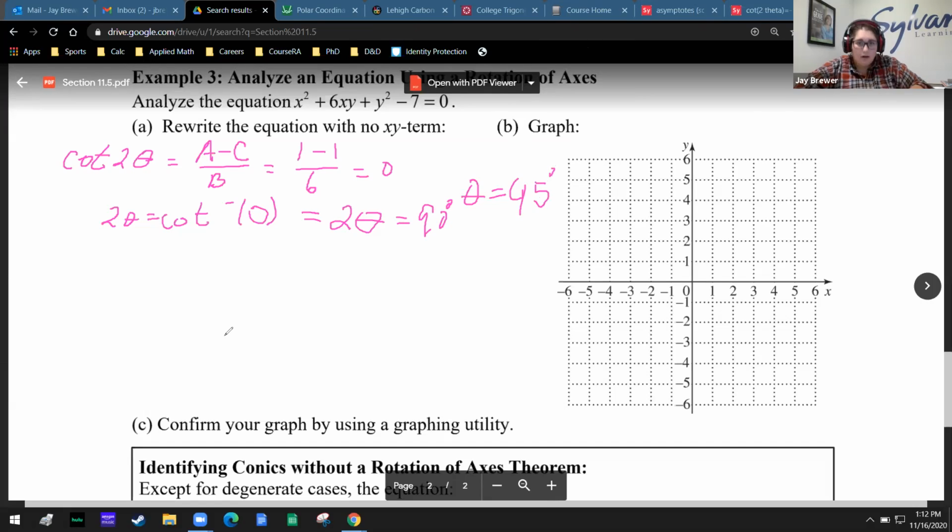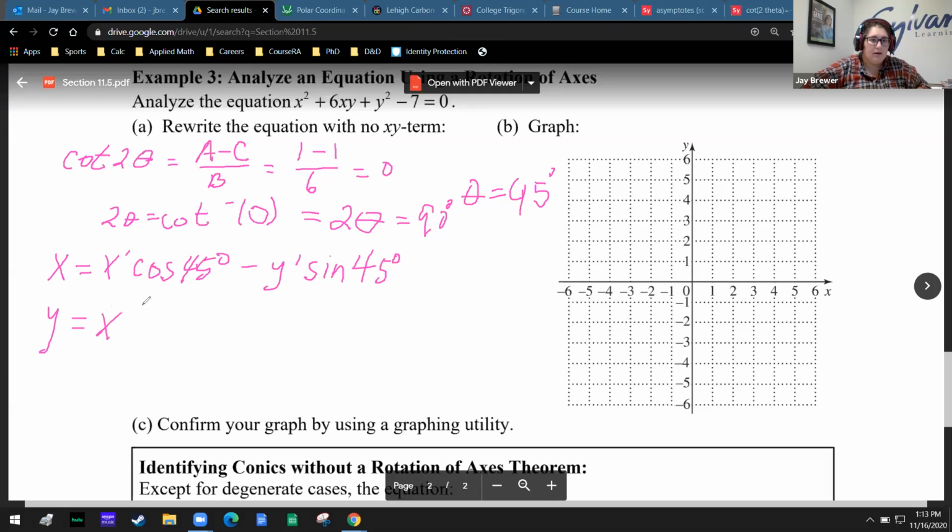And now this is what we can do. Now we have to find x and y. Our x is going to be what? Cosine first, right? x prime cosine 45 degrees minus y prime sine 45 degrees. And then y is equal to x prime sine 45 degrees plus y prime cosine 45 degrees.